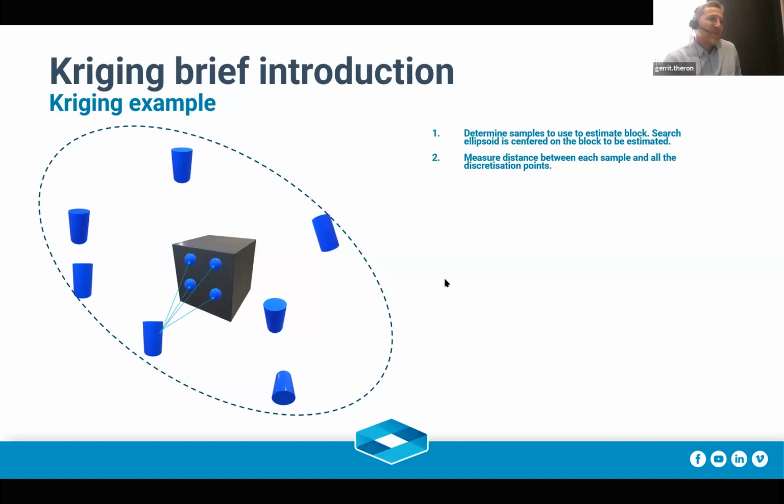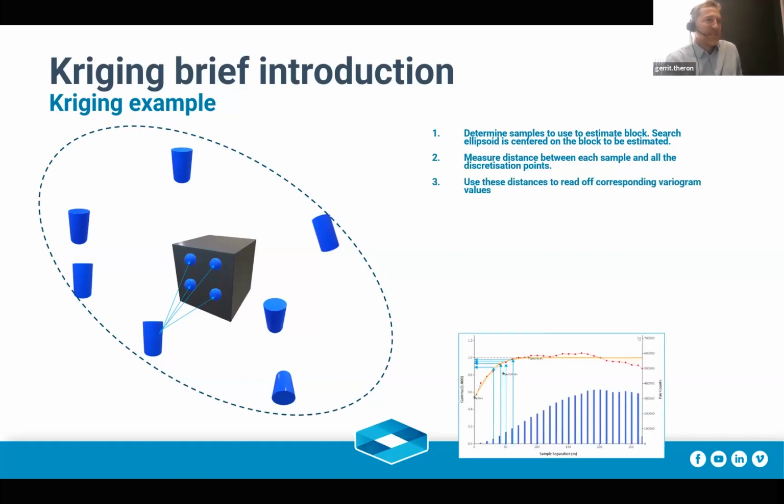Then we measure the distance between each of our samples and all of the discretization points in our block. Then we use those distances, and we take our variogram that we modeled so nicely, and we read off the variogram values. Then we average those variogram values to get a sample to block variogram value, and we repeat that for all of our samples.